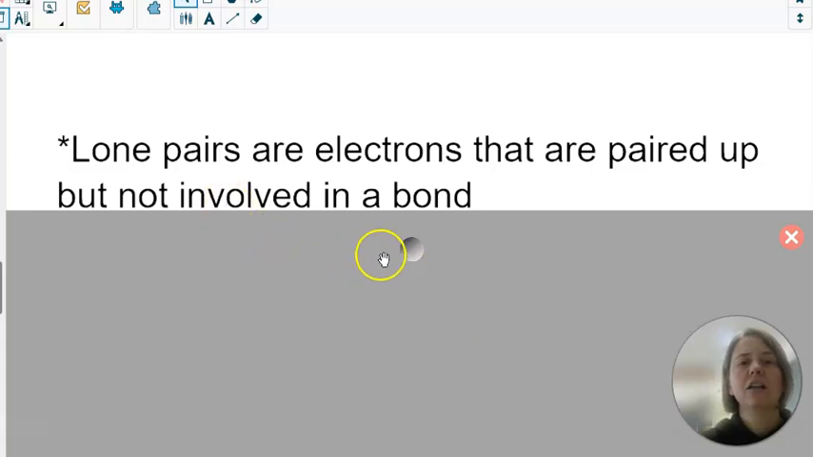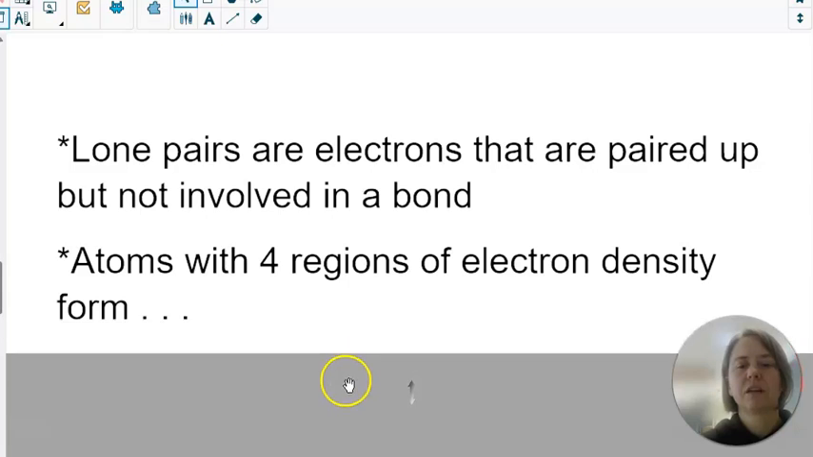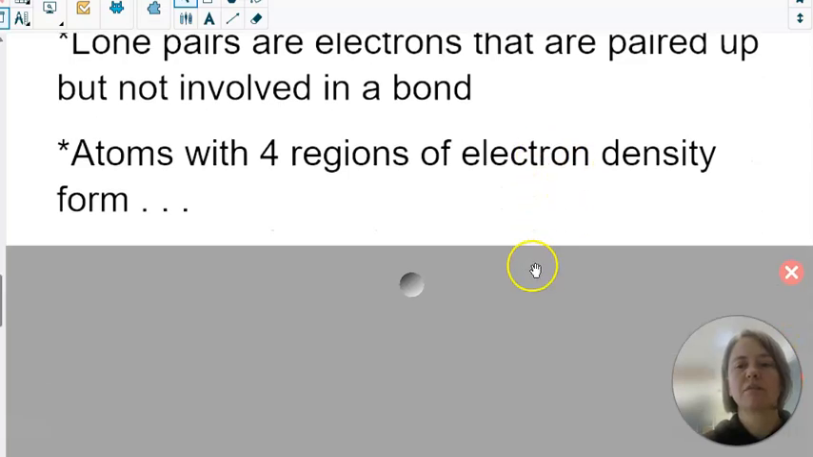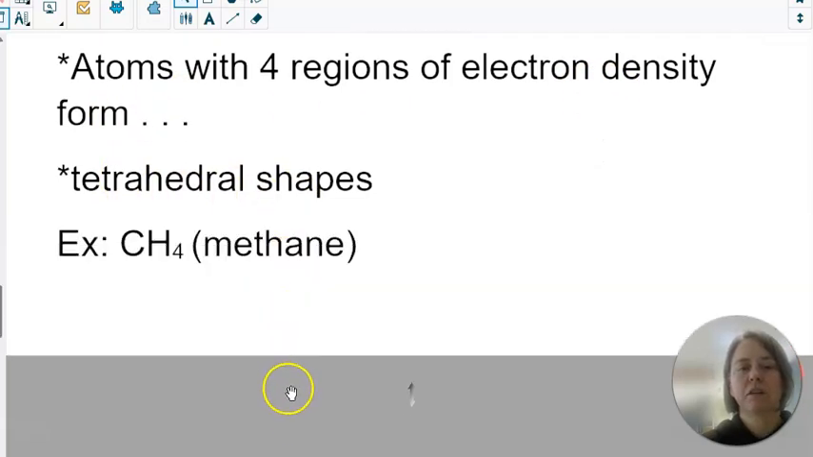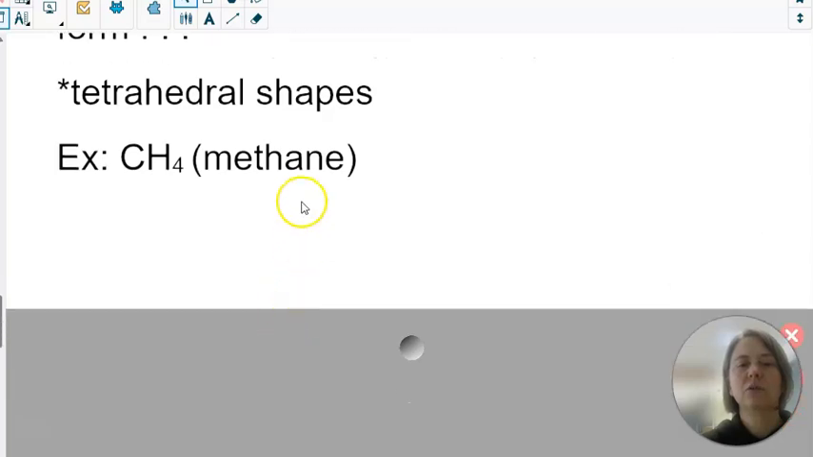Okay, lone pairs are electrons that are paired up but not involved in a bond. And that's going to be important because once we get to 4 regions of electron density, we'll have to take into consideration lone pairs on some of the shapes. So, an atom with 4 regions of electron density could form a tetrahedral shape. So see if you can make the Lewis structure for CH4, methane.